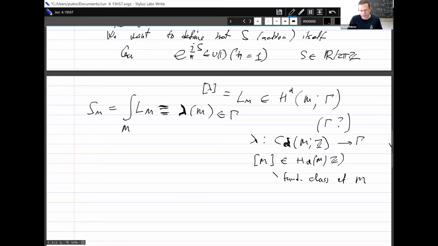So if you want S to be valued in some group, this L must by definition be valued in the same group. It must be an element in the cohomology with coefficients in this group. Any other questions?